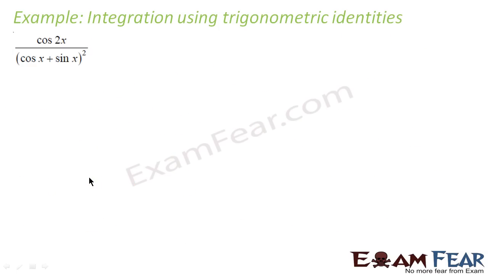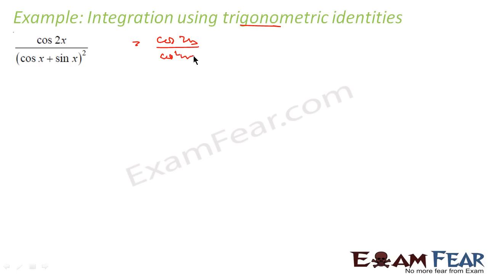We'll take one more example. See, in this also, if you try to substitute, it is difficult. If you take cos x plus sin x equal to t, you'll get minus sin x plus cos x. It doesn't make sense. So let's try to solve using trigonometric identities. This cos x plus sin x whole square will become cos square x plus sin square x plus 2 sin x cos x. Correct? So let me try to see what we can get.